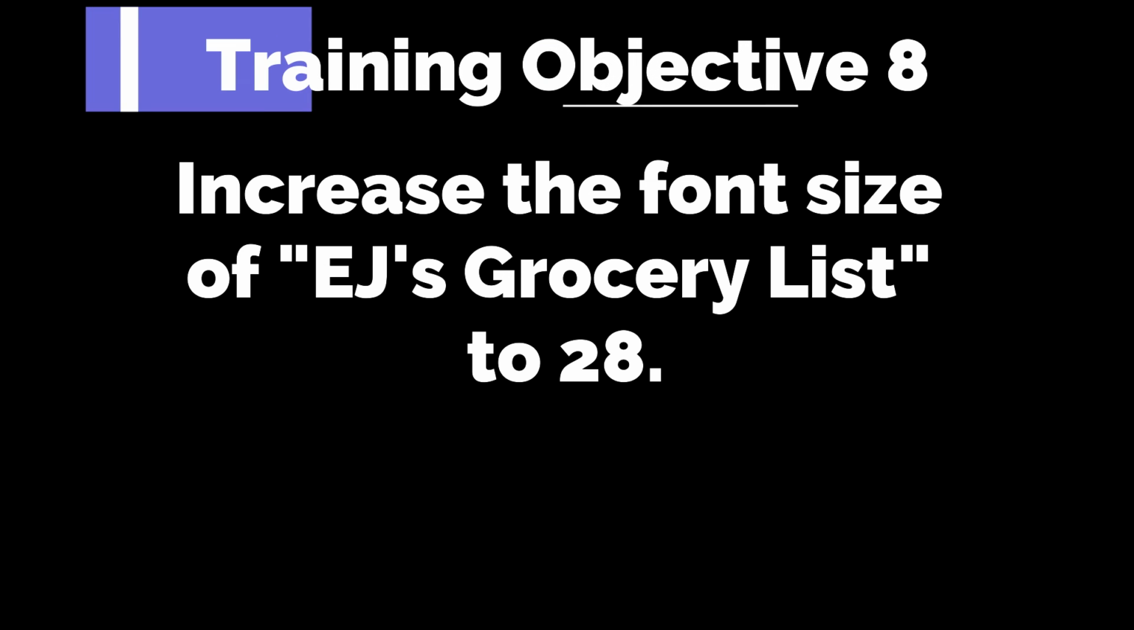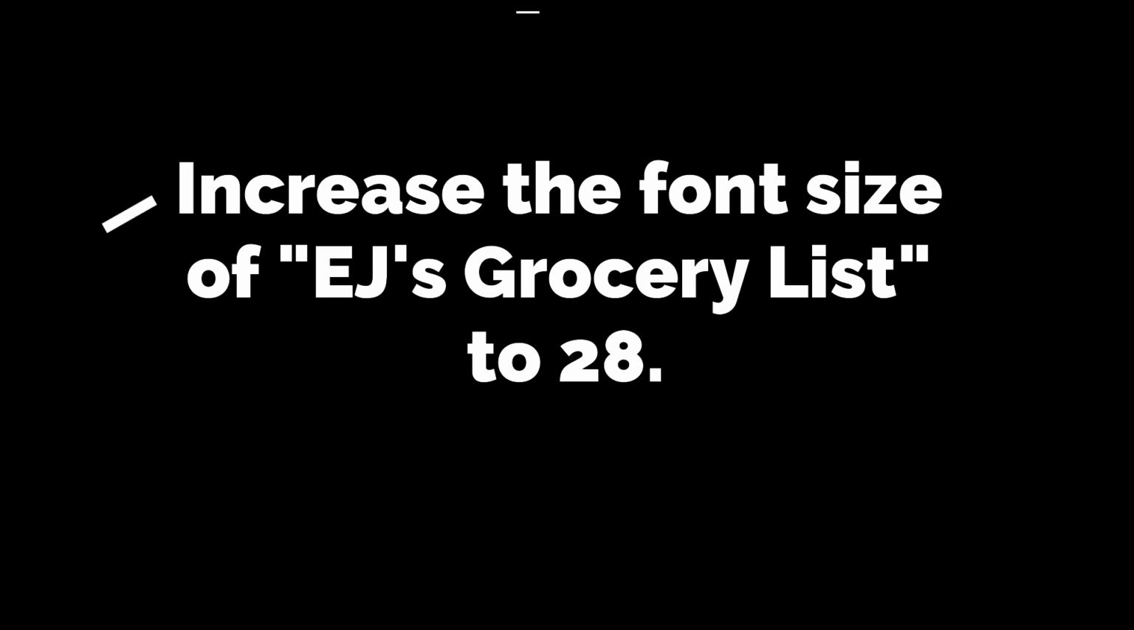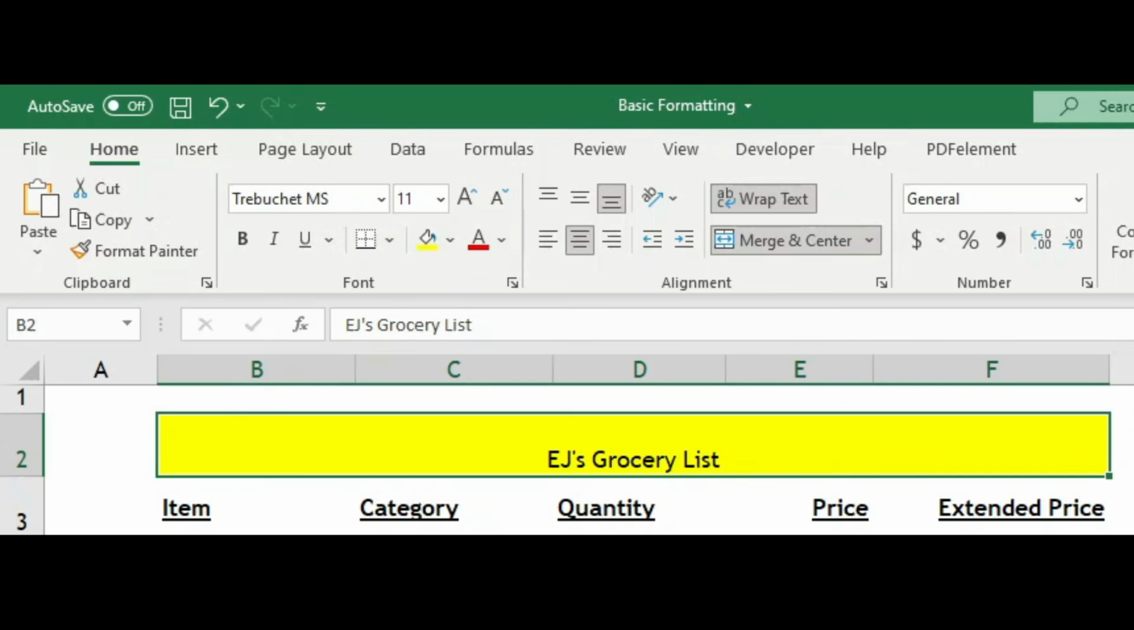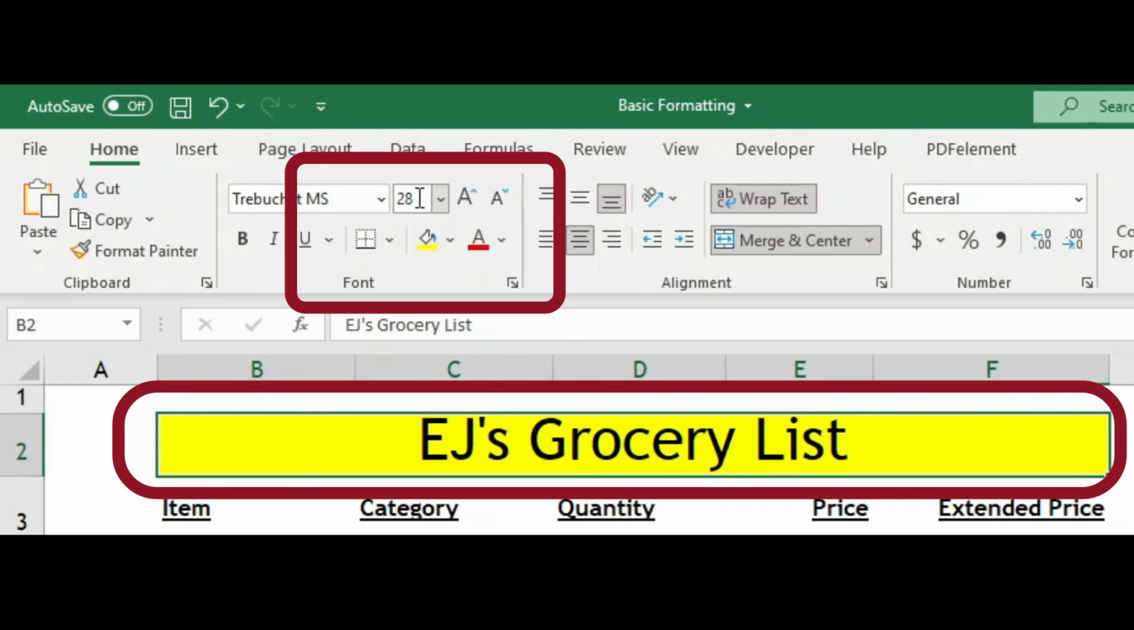Objective 8. Increase the font size of EJ's grocery list to 28. So in order to do this, we have to go up here to font, and now you're going to see two different ways that you can actually increase EJ's grocery list to a 28. So the first is right here with this number. We can just put, by clicking inside of there, 28 and press enter. And that'll make EJ's grocery list now a font size of 28.